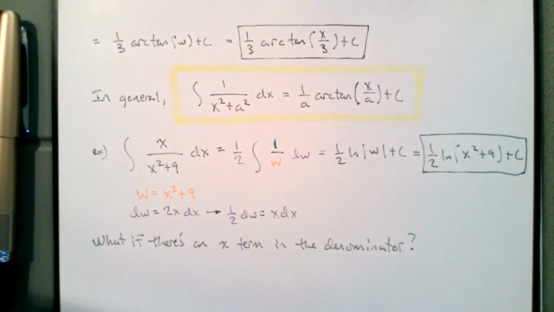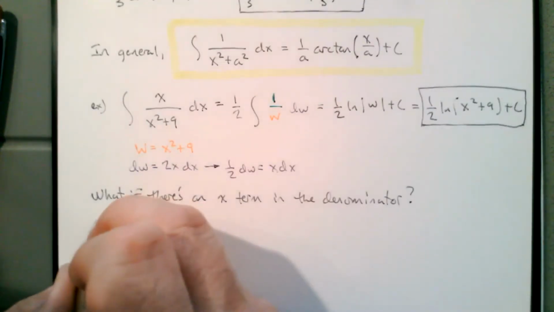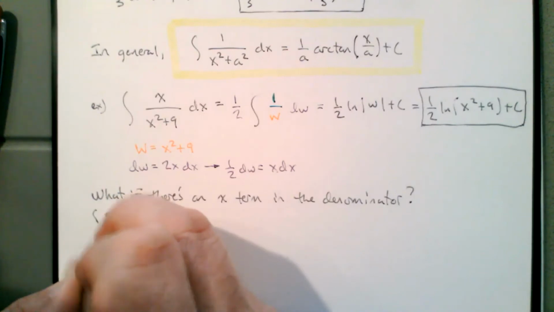I still only need those two original ones: 1 over x squared plus a squared and x over x squared plus a squared. I still only need those as my base. If the numerator is too big, I use long division, and the fraction part will have a degree 1 or degree 0 numerator. And now we've solved the problem of x squared plus a squared instead of x squared plus 1. But what if there's an x term in the denominator, and the denominator is still irreducible?